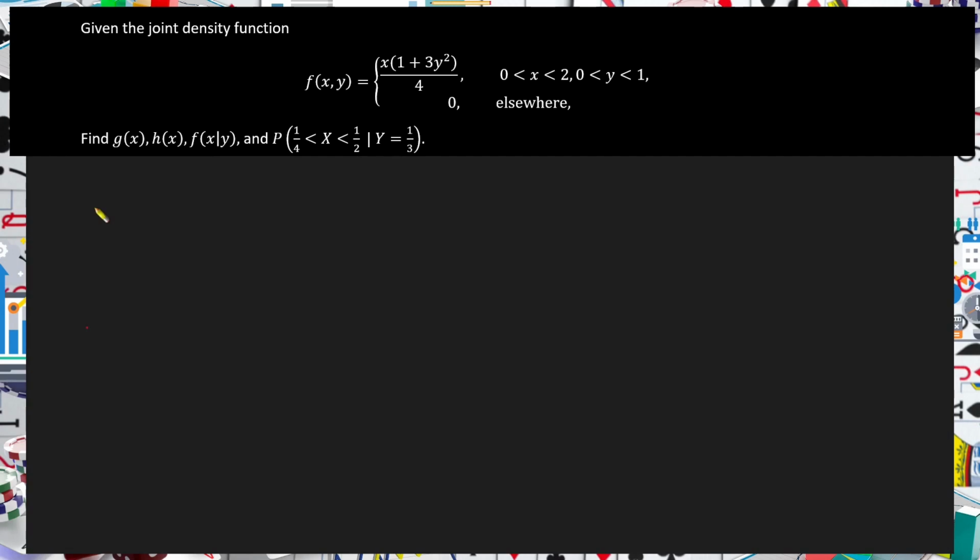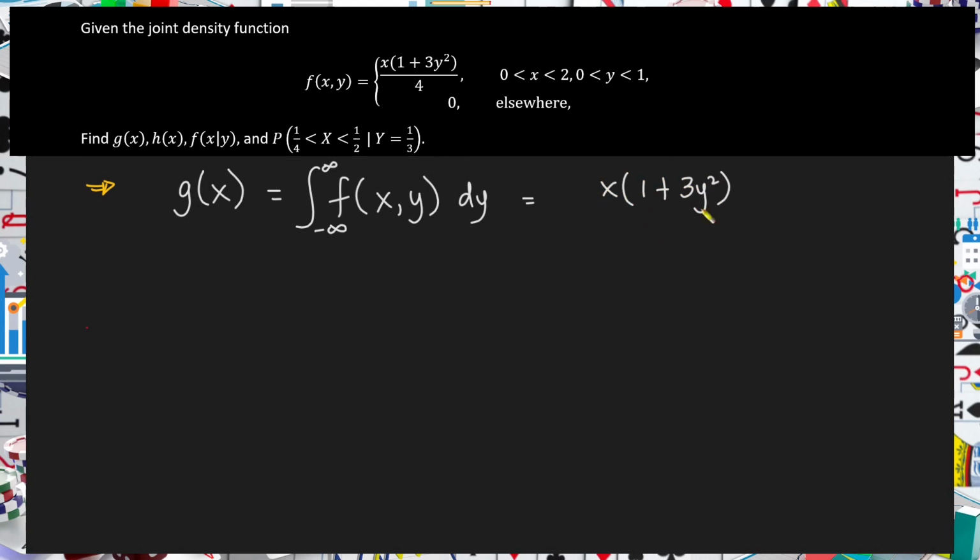So again, in order to solve for the marginal distribution g of x, we simply need to evaluate our function with respect to y. Okay, so for all values of y, we have here the integral of x times 1 plus 3y squared over 4 dy, and then yung limits natin will be the values of y, which are 0 and 1. Therefore, the marginal distribution of x here is equal to x over 2.